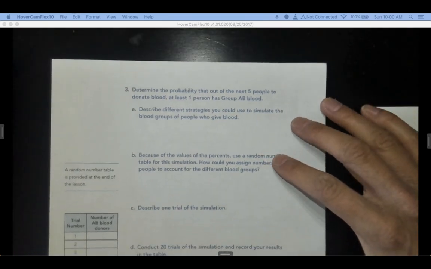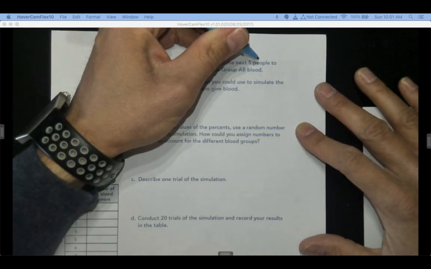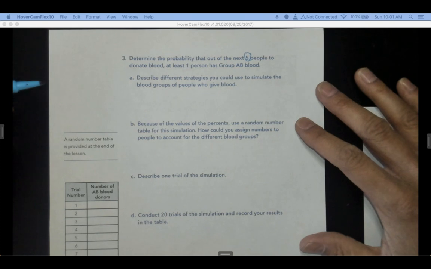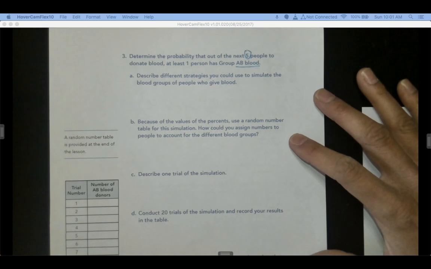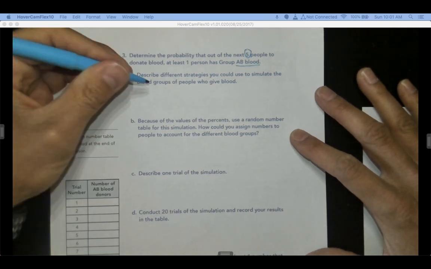All right, so determine the probability that out of the next 5 people to donate blood, at least one person has group AB blood. Okay? Describe different strategies you could use to simulate the blood groups of people who give blood.